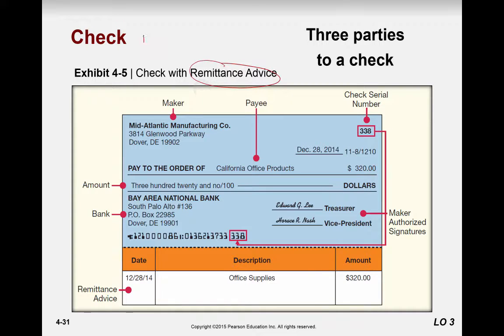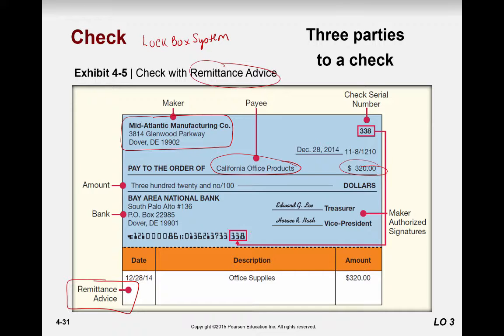Recall earlier I told you about a lockbox system. Remember that was where items were sent directly to a box which the bank monitored, and then they took the check piece and deposited it, and this remittance advice piece they sent to you electronically. So here we have the payee is California Office Products, the maker is Mid-Atlantic, the amount is in dollars and spelled out, and then the bank itself.